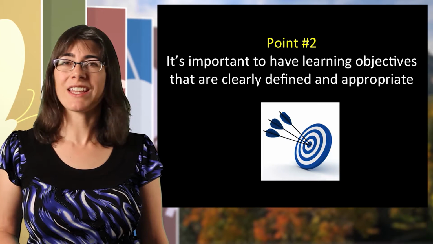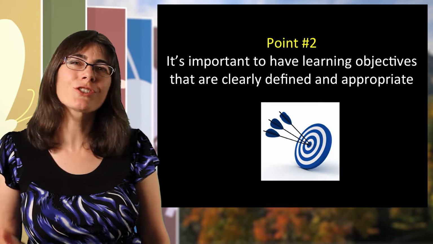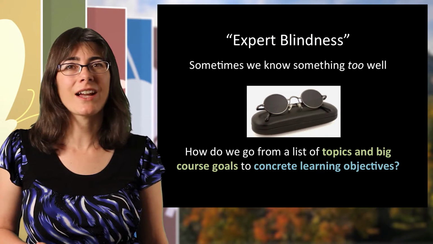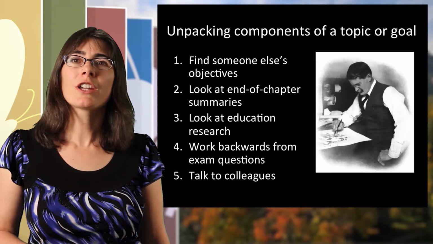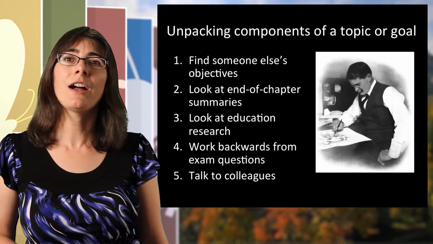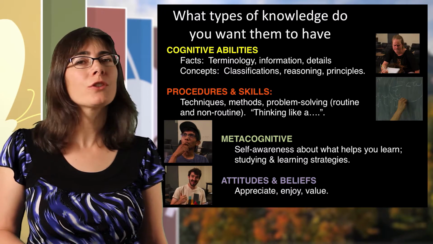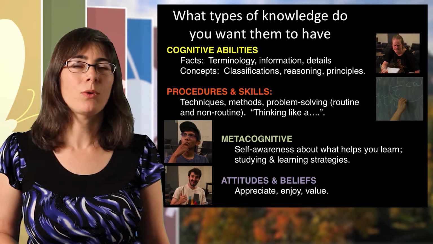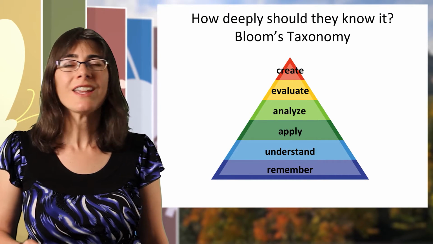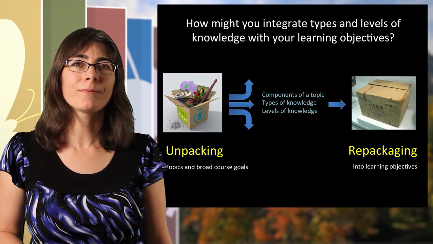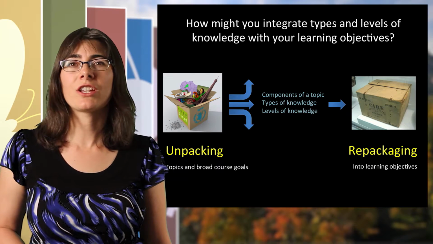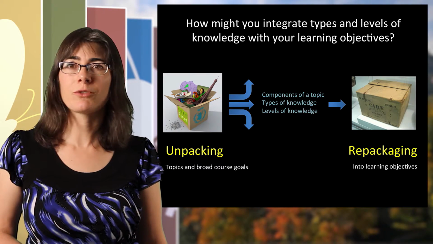So this is where you want to think about how to unpack a topic and think about where your students are going to struggle, which is difficult for you because as an expert, you've forgotten what it's like not to know the topic. So you can unpack the components of a topic or a goal in several different ways that we mentioned before, and you can also look at several different types of knowledge that you want your students to have. And then you can use Bloom's taxonomy to help you dial in to the appropriate level of understanding. And then once you've done this work of unpacking your goals, you repackage it together into your learning objectives.